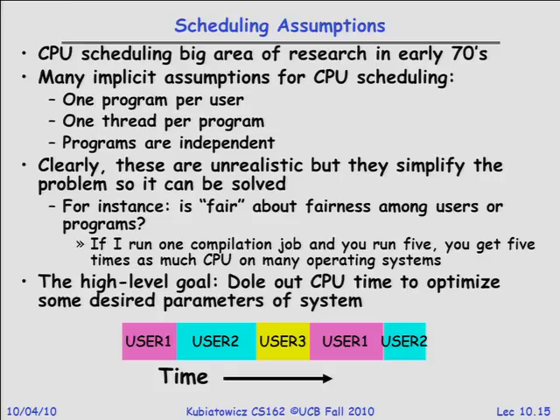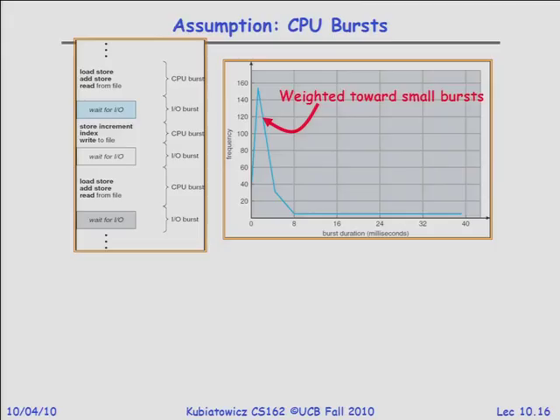Now, one thing that we can do is we can say, well, what's the behavior of typical programs running? What's kind of interesting is if you were to take all the programs running on a system, and then sort of say, how long do they go for CPU before they hit an I/O operation? You'd put a histogram, you'd actually see something like this, where there's a peak and then a long tail.